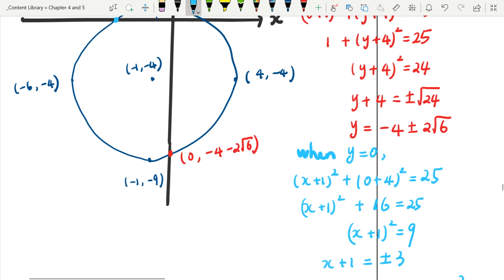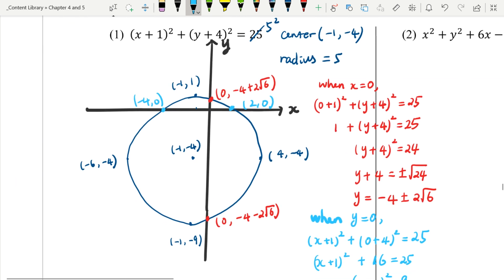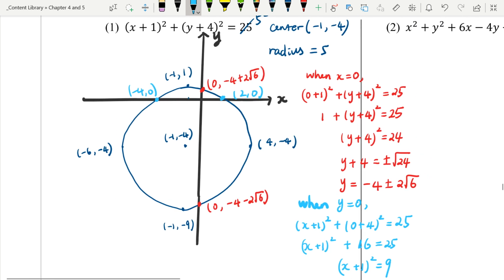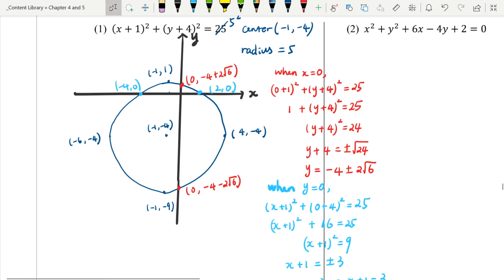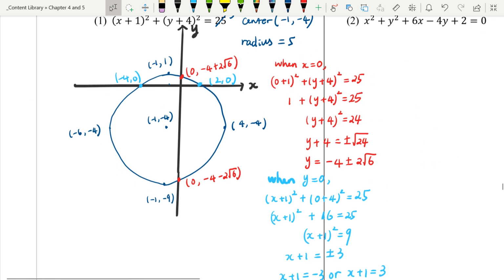That's a minus 4, 0. At that point is a 2, 0. It's approximately there. Yes, approximately there. Okay. Any questions?